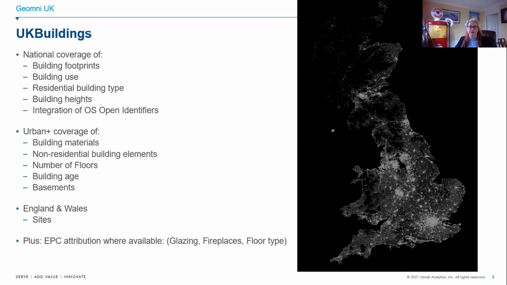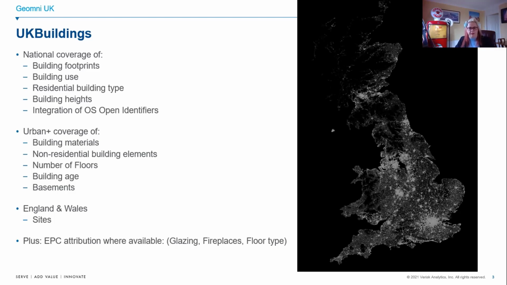In addition to these footprints, we've collected other details such as how they're used, the residential building types and their heights, and all the buildings have the Ordnance Survey Open Identifiers attached, namely the unique property reference numbers, or UPRNs. This enables our data to be easily linked to the Ordnance Survey products, so it can be analysed for a variety of purposes.